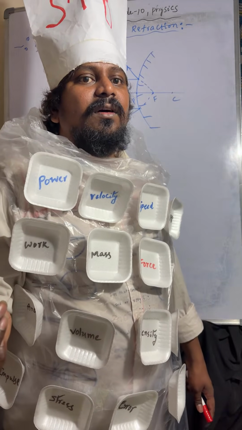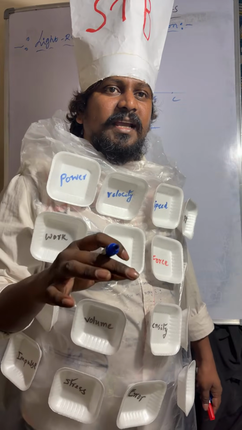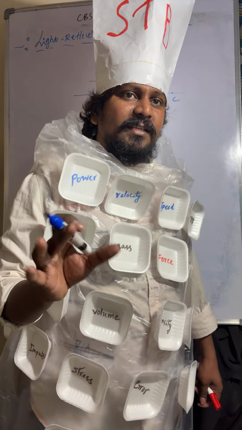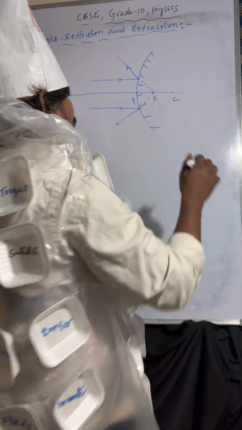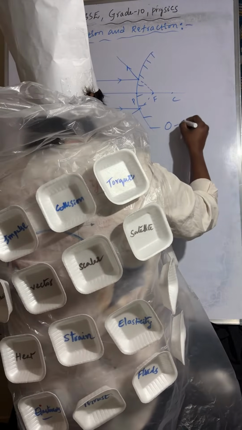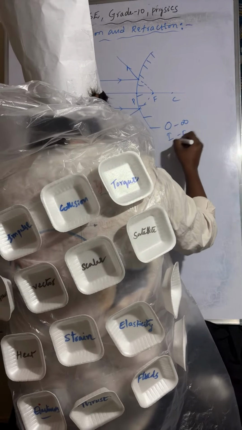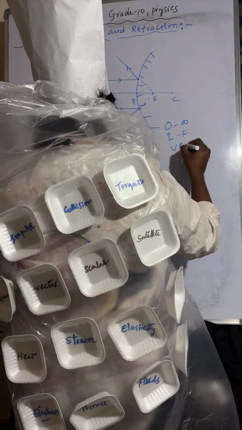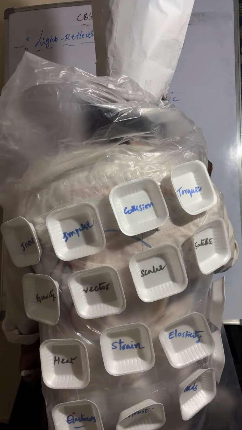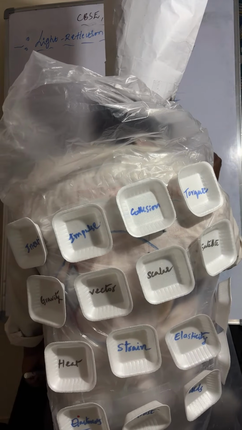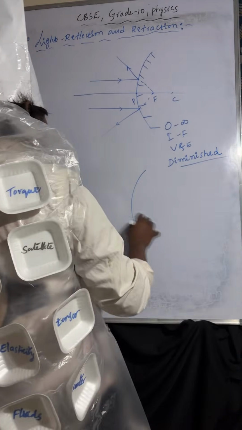Okay. So object is placed at infinity. Image will form at F. Nature of the image is virtual and erect. Size of the image is diminished. Okay. So next one you can see.